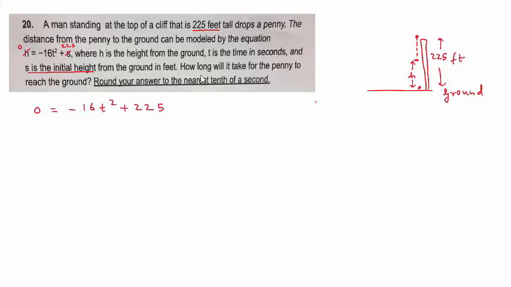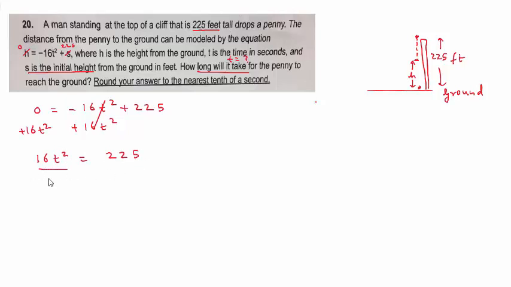We need to find how long will it take. How long will it take means t is equal to what? So for what value of t is this equation going to be true? In other words, we need to solve this equation for t. So let's get going. You can either take the 225 on the other side or the 16t square on the other side. I prefer to take the 16t square on the other side by adding 16t square to both sides of this equation. So what I end up having is 16t square is equal to, these two cancel out, is equal to 225.